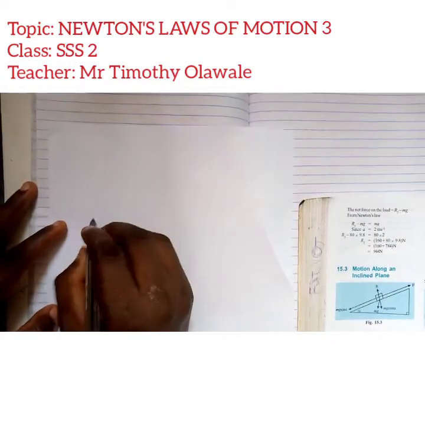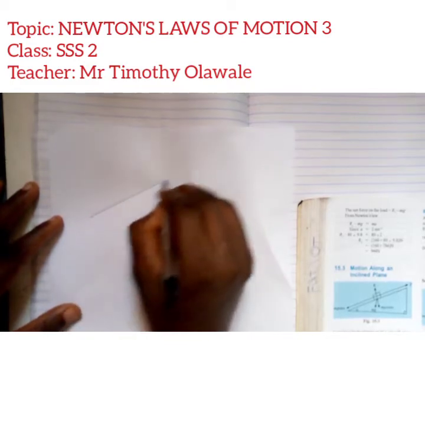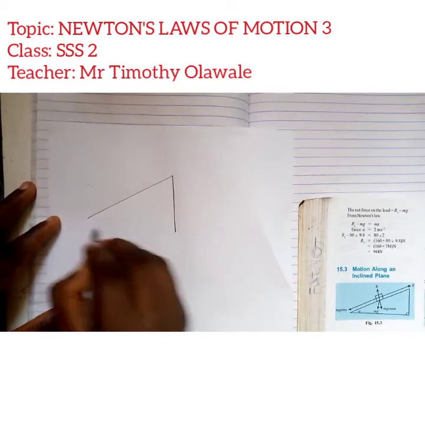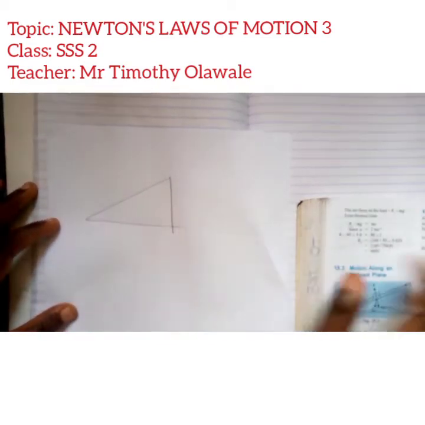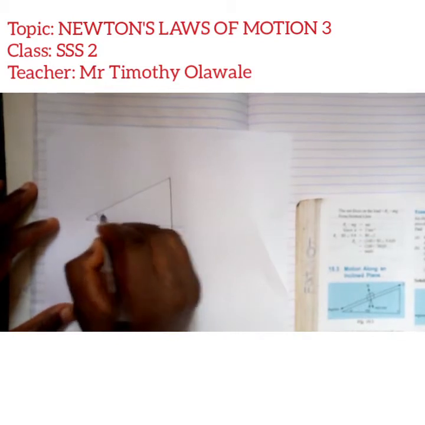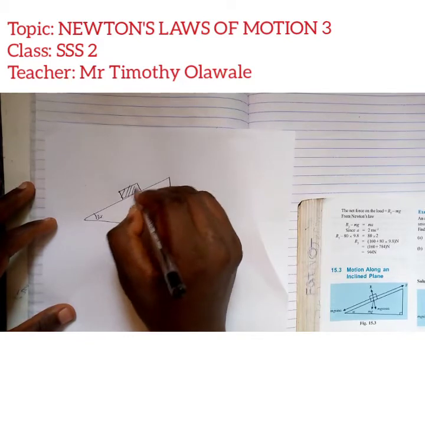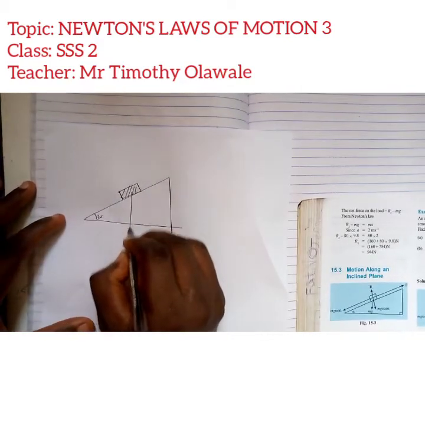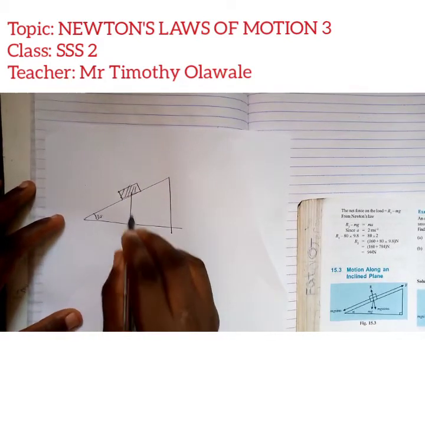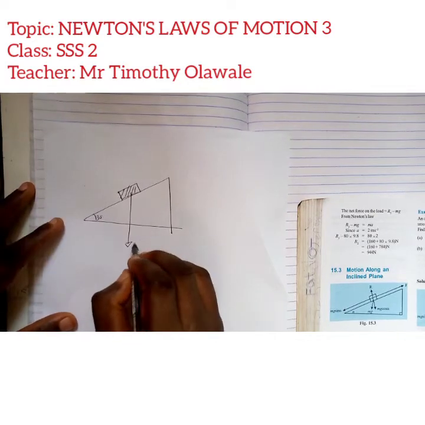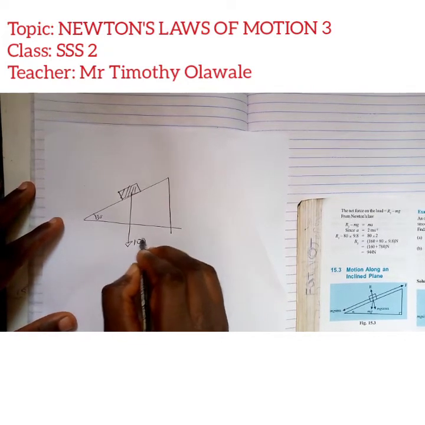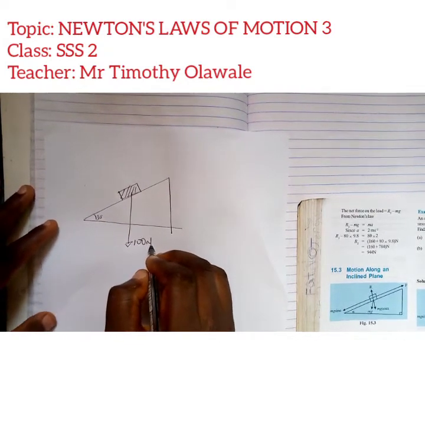All right, look at this. We have an object on an inclined plane, 30 degrees, and we have the object like this. The mass is 10 kg, so the weight will be 10 times g, which is 10. That will be 10 times 10, which is 100 newton. That's the weight.